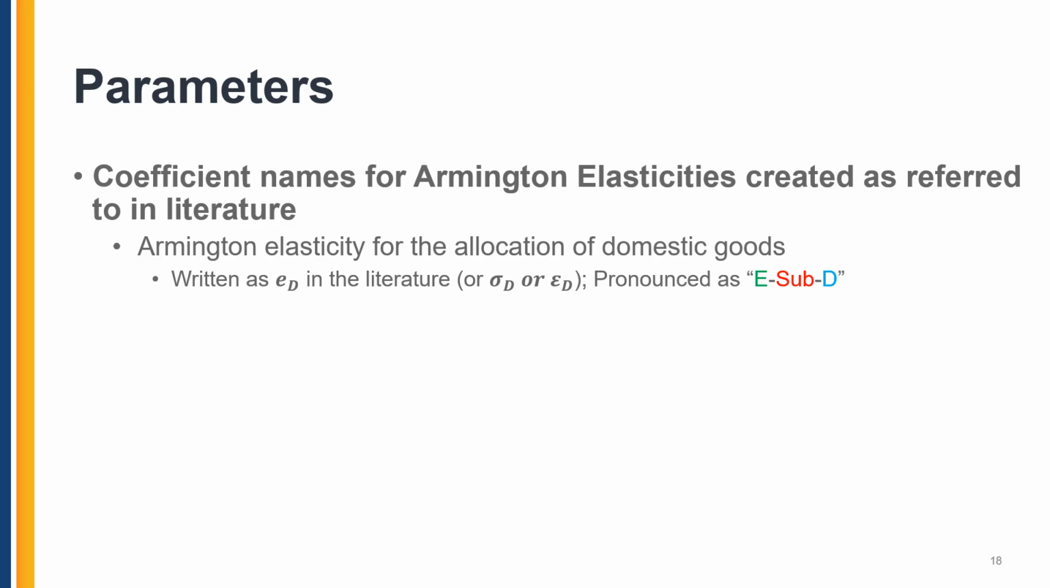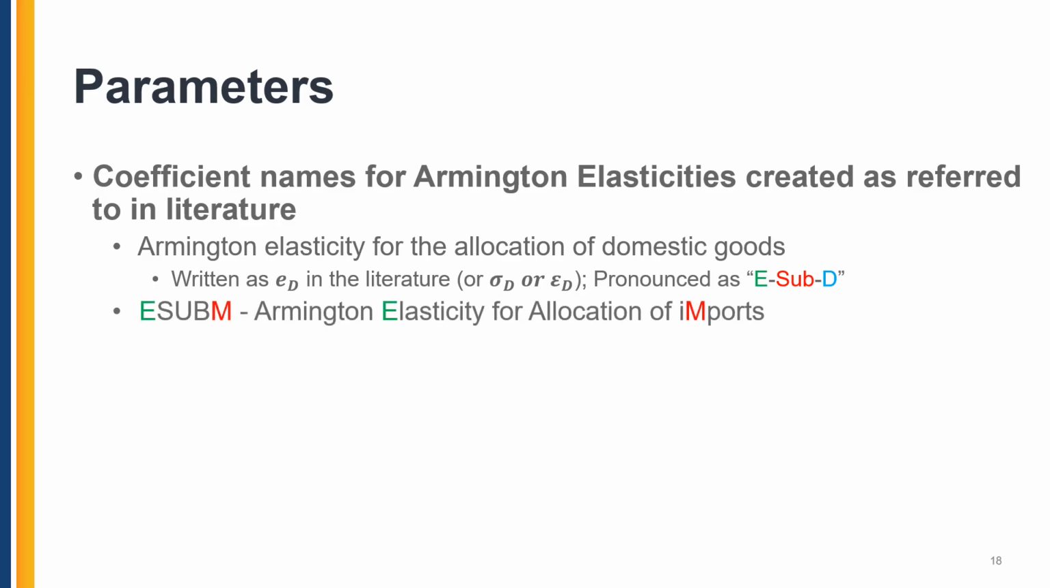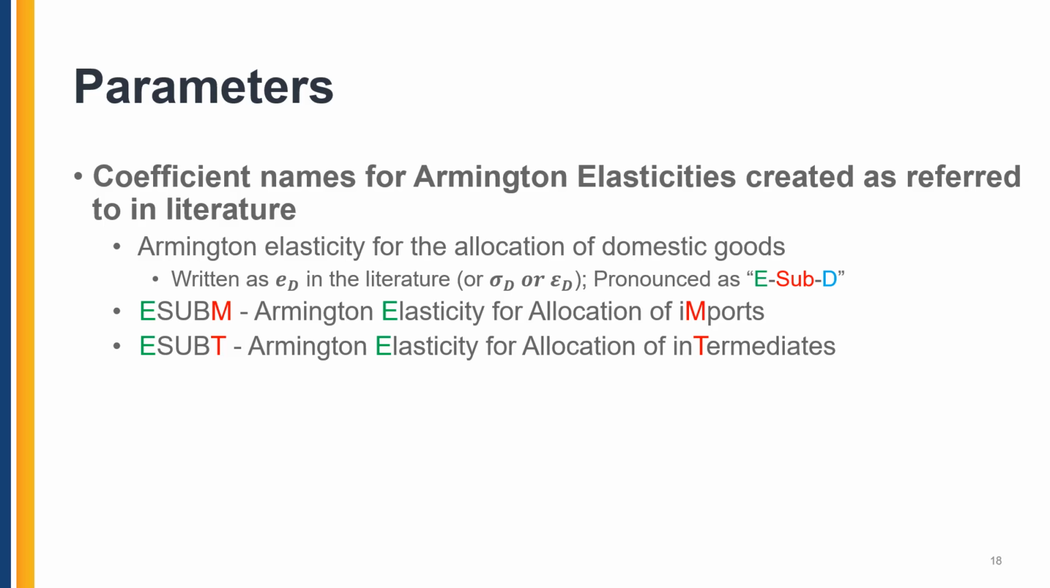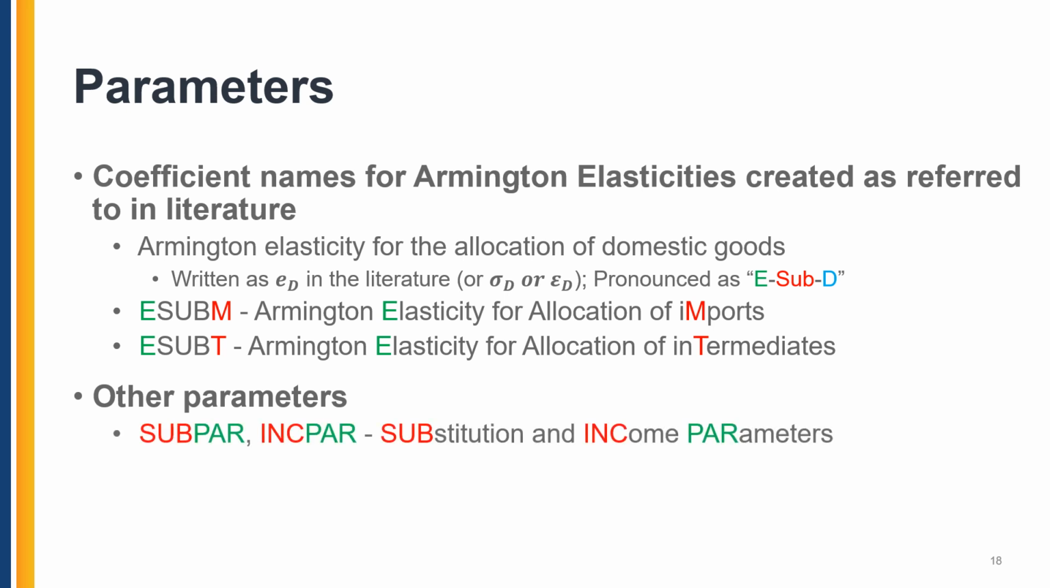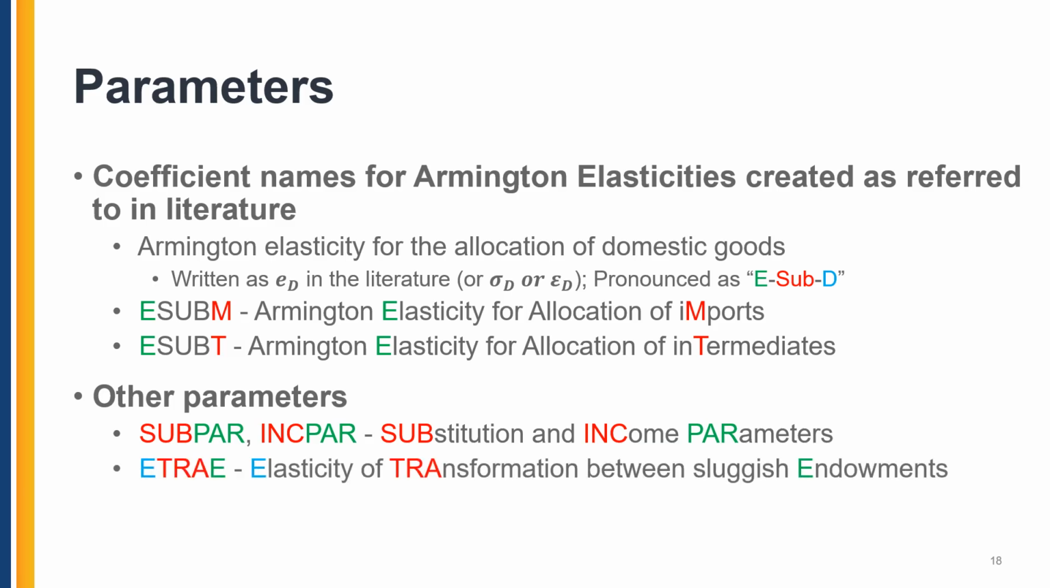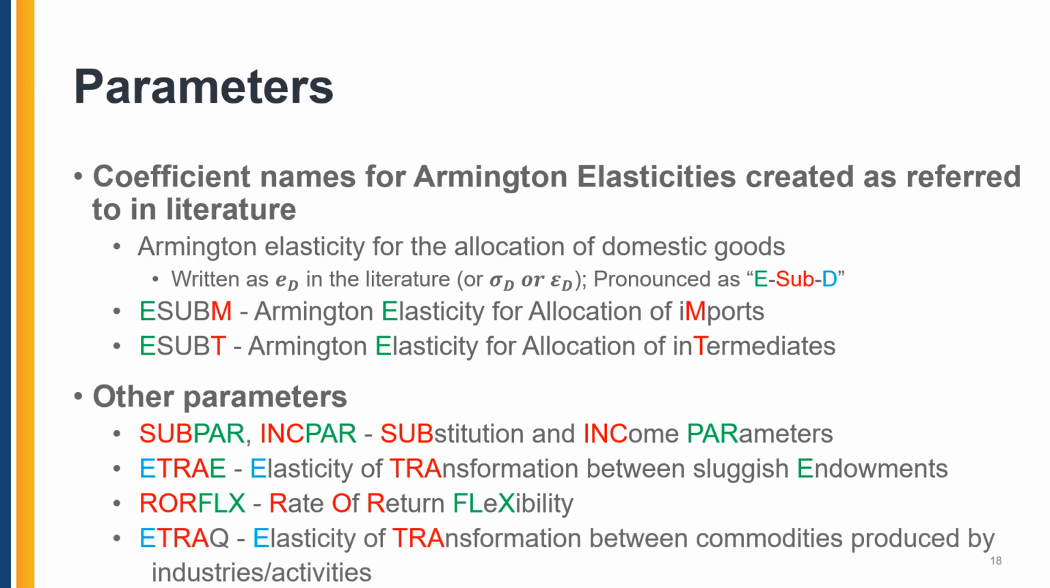Consider the following additional examples. E sub M is the Armington elasticity for the allocation of imports, and E sub T is the Armington elasticity for the allocation of intermediates. Other parameters are also written as they may be spoken. Subpar and incpar are substitution and income parameters. E-tray is the elasticity of transformation between sluggish endowments. Rorflex is the rate of return flexibility parameter. And E-tray-Q is the elasticity of transformation among commodities produced by activity.